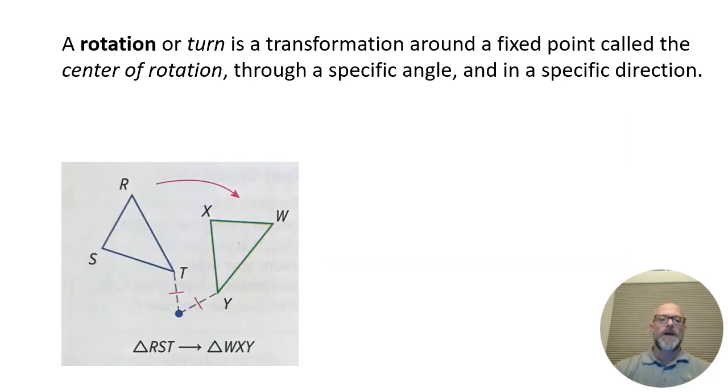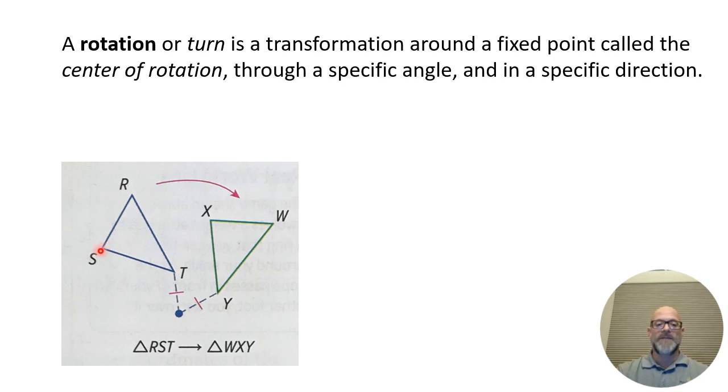Okay. A third type of rigid transformation, a rotation or a turn, is the transformation around a fixed point called the center of rotation through a specific angle and in a specific direction. Look over here, blue to green, pre-image, image. Triangle RST is going to map to triangle WXY. What's going to happen? You're going to have a rotation about this center of origin right down here. And the rotation is going to be through this acute angle that's right here. And the rotation is going to be in the direction called clockwise.